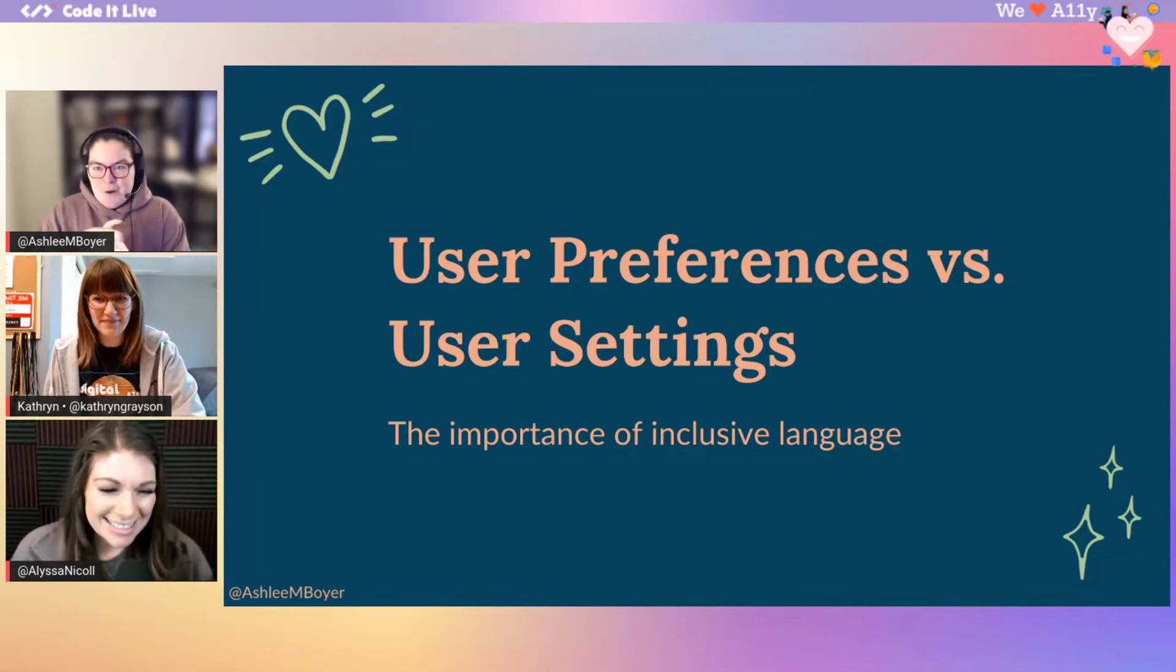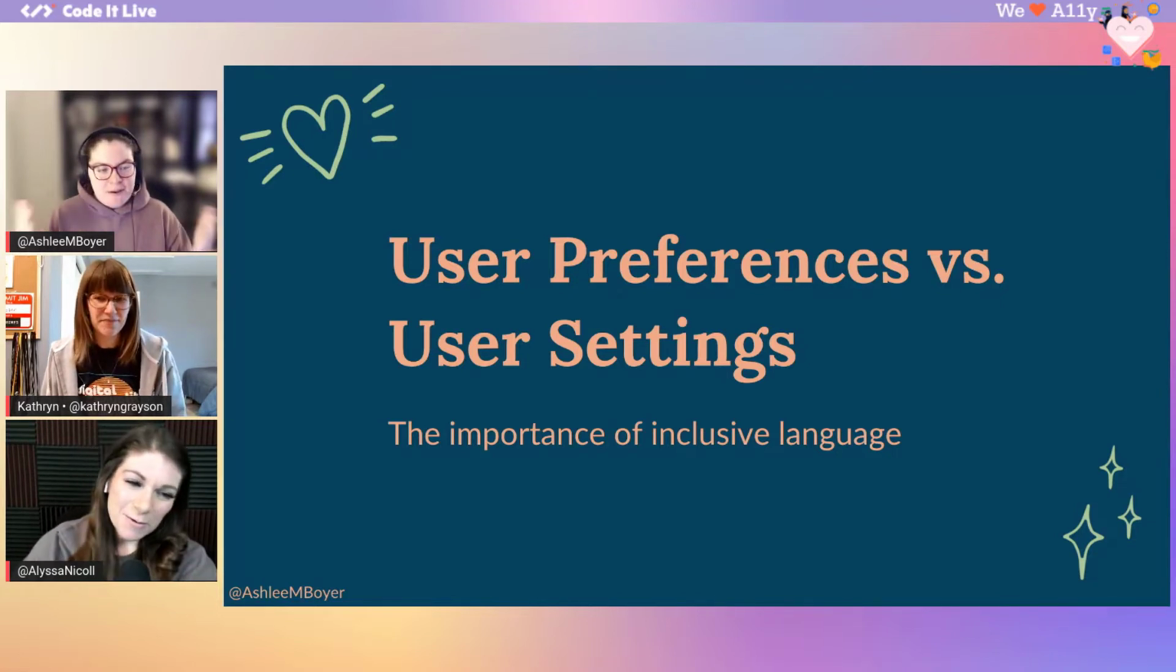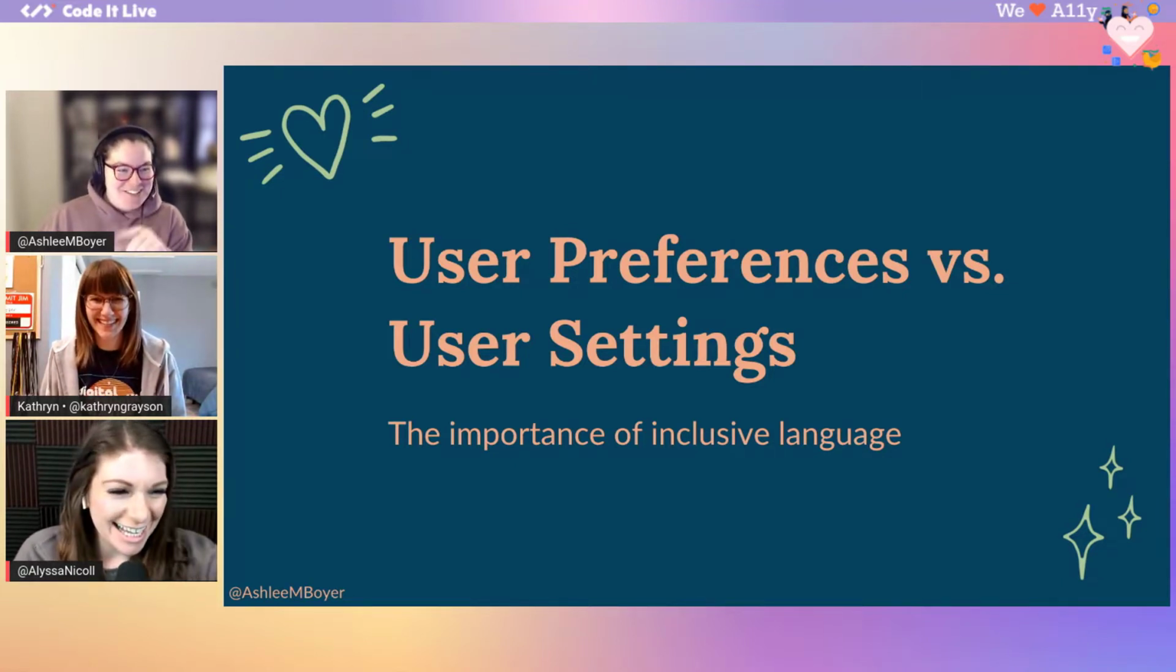All right. So, interestingly, we talked a lot about options earlier during the panel. And this ties right into it. Like, how do I name these things in my application? So we're going to be talking about user preferences versus user settings and the importance of inclusive language. And just to preface this super fast, I'm using all new tools today. So if I get distracted by something popping up on my screen or whatever, just bear with me.